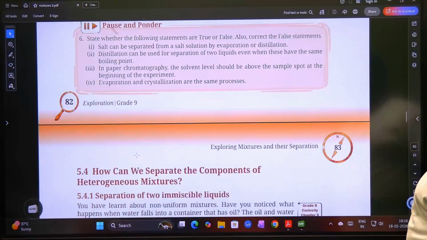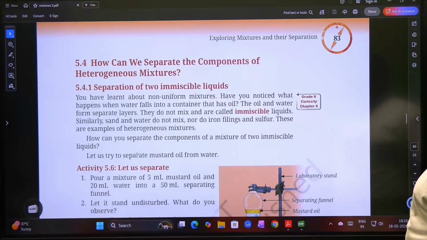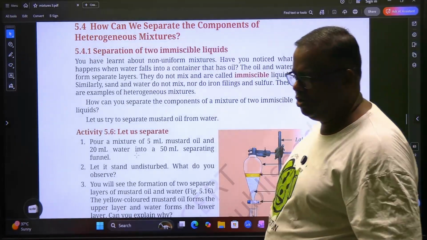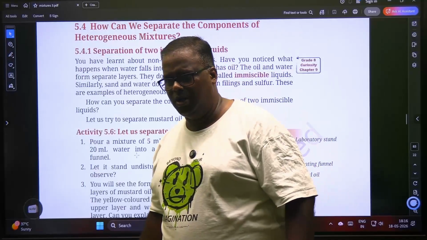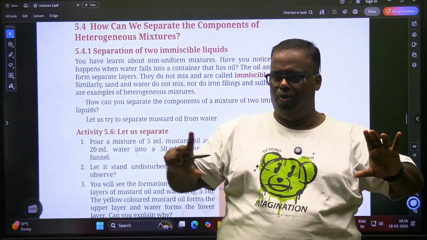Okay, next, how do you separate components of immiscible liquids? This is very easy. Immiscible means two liquids that do not mix with each other. Oil and water. Say we have taken a red oil and a neutral water. How will you do it?